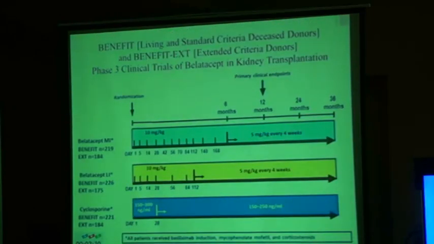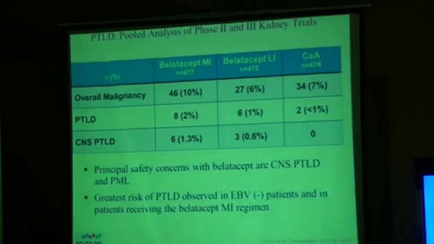This is the BENEFIT study, in which they used living and standard criteria deceased donors, and BENEFIT-EXT, in which they used extended donor criteria. There are three groups in the study. The first one used the more intense, higher cumulative dose of belatacept, compared to the less intense, lower cumulative dose of belatacept, and compared to cyclosporin treated patients.